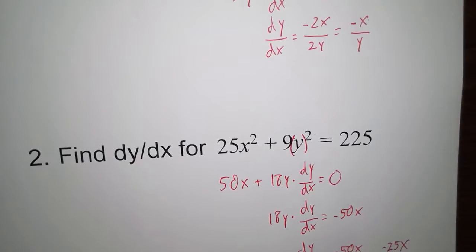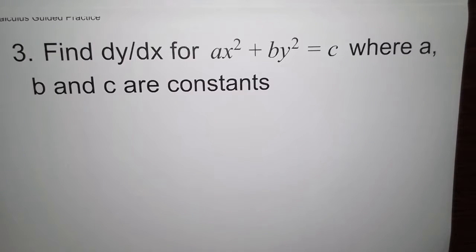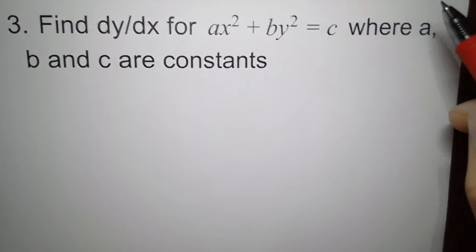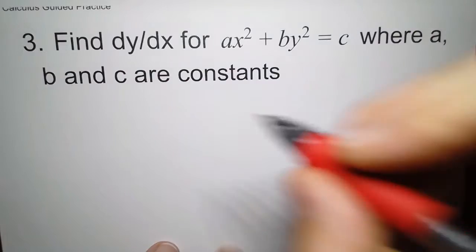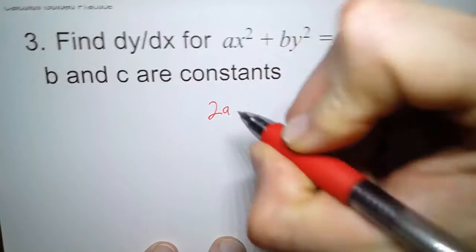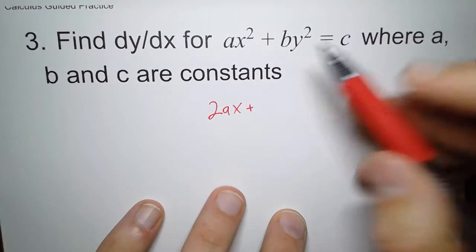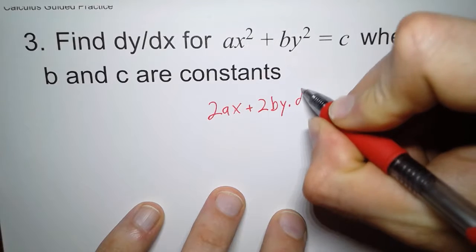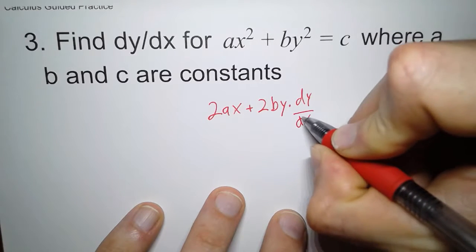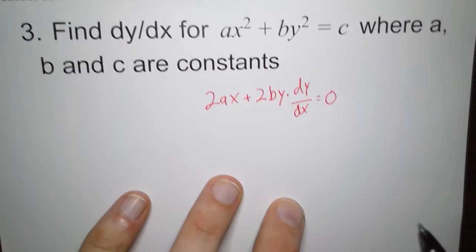Let's try another one. Here, this is a more generalized version of problems 1 and 2, where we have a, b, and c as constants. The derivative of ax squared is going to be 2ax. The derivative of by squared is going to be 2by times dy/dx. And the derivative of c, any constant c, is just going to equal 0.